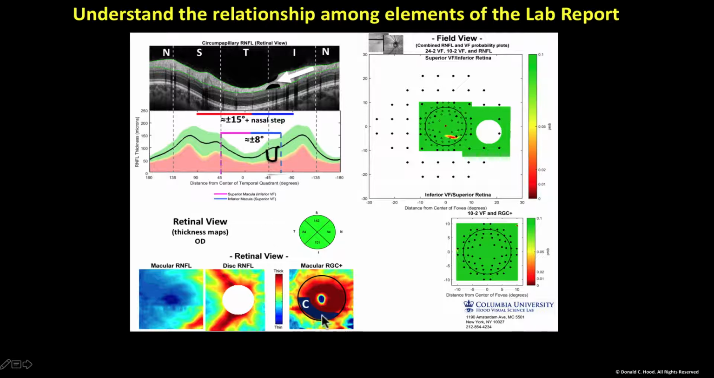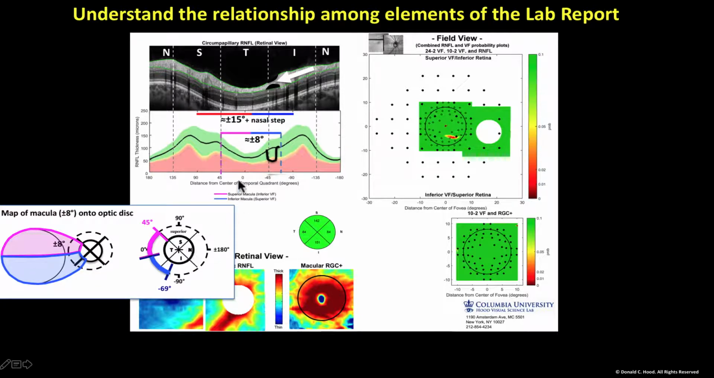Well, let's just take a look at D to be sure. Well, C or D? Well, C looks like glaucomatous damage. D looks like what you'd expect for a left eye, not a right eye. So the answer is C. Okay.